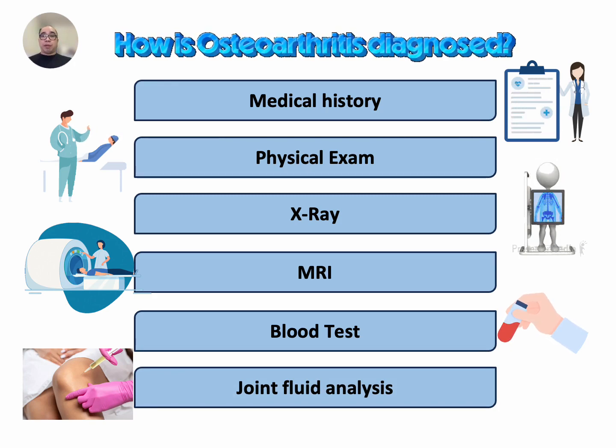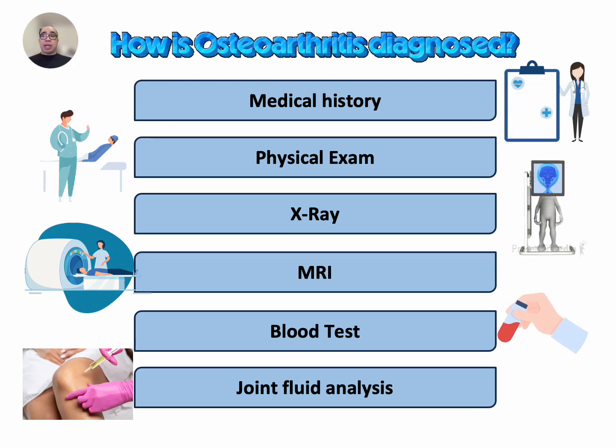Fluid is drawn from the affected joint that can offer clues as to what is happening in that specific joint. Analyzing the joint fluid can help eliminate other possible conditions, such as gout or an infection. So, what are the signs and symptoms of osteoarthritis?